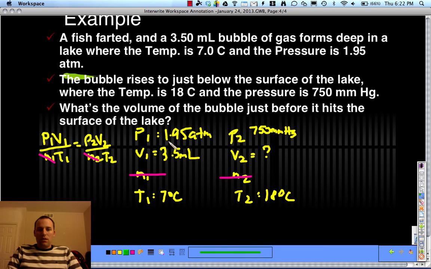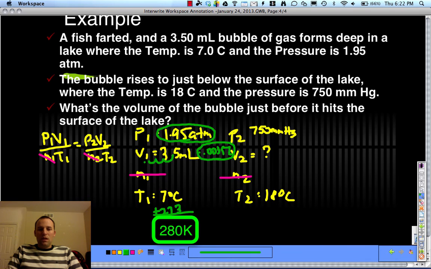1.95 atmospheres, that's good to go, so I'm going to circle that. 3.5 milliliters needs to be converted into liters. So move the decimal 3 places to the left because it's divided by 1,000. So that's 0.0035 liters. And 7 degrees Celsius plus 273 gives us 280 Kelvin.